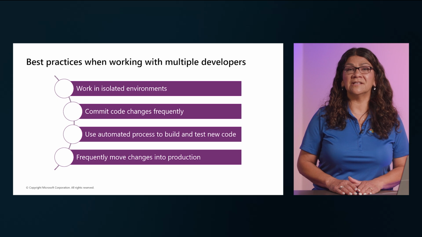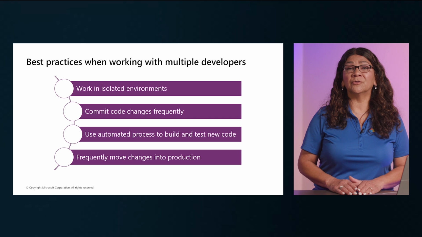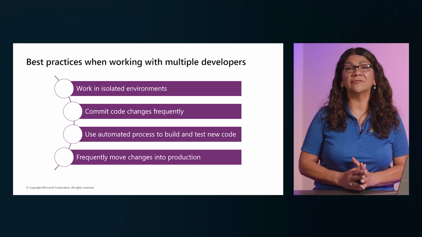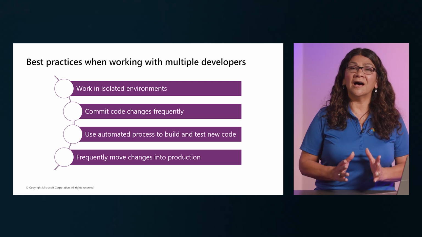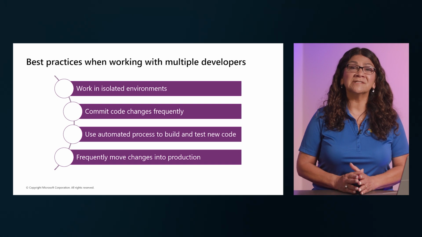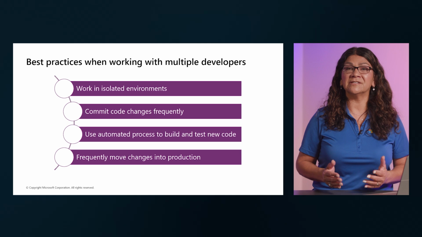Continuous integration and continuous delivery is a process for integrating code contributions from multiple developers into a main code base. Contributions are frequently committed and automated processes are built, and we can test the new code. Code is continuously moving into production, reducing feature development time.